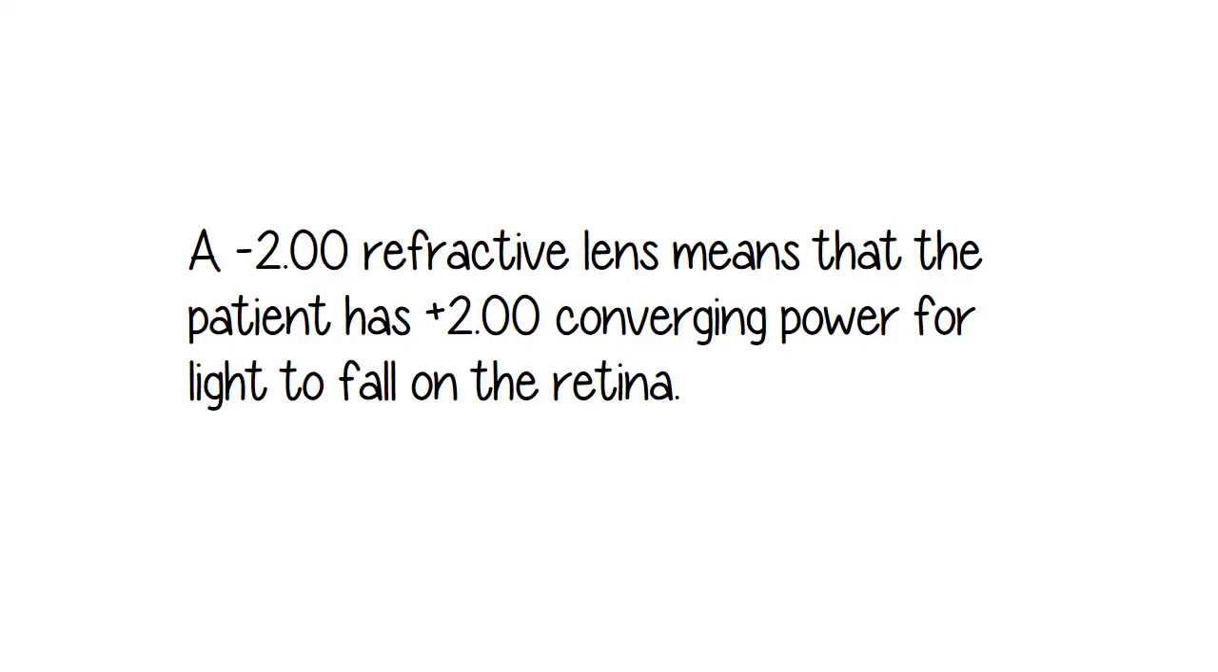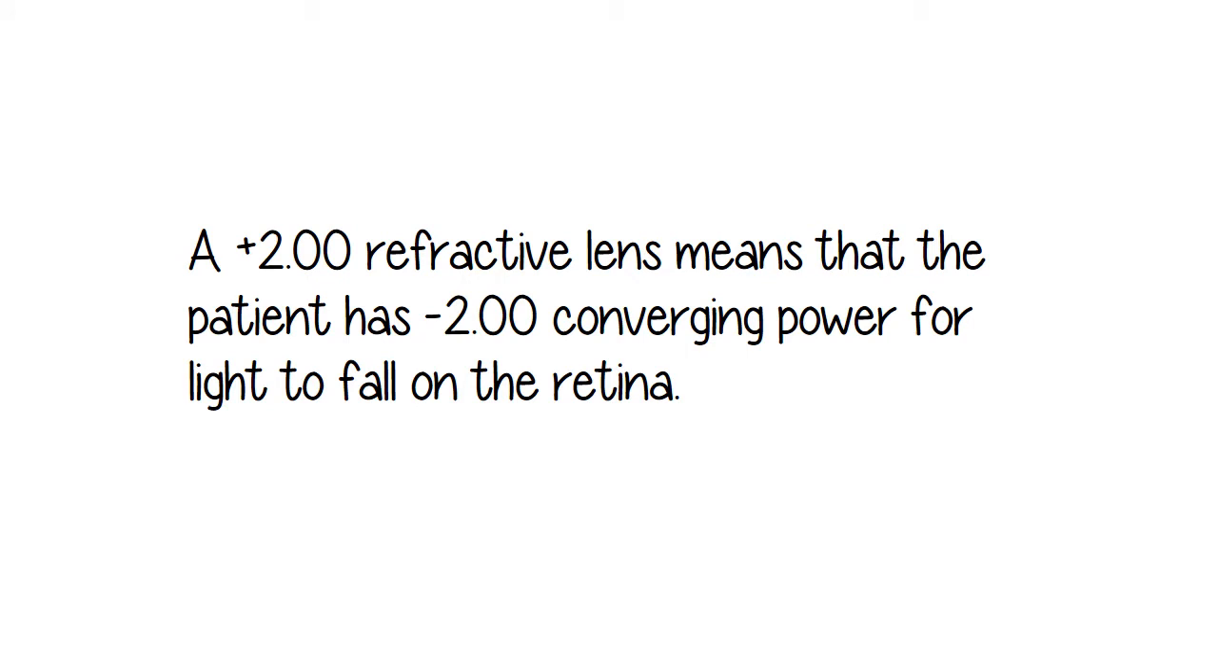So a patient who wears a -2 refractive lens, that means that the patient has 2 diopters too much power for light to fall onto the retina. Too much converging power by +2. And a patient who requires a +2 refractive lens, that would mean that the patient has -2 diopters of refracting power, or 2 diopters too little for the light to fall on the retina. -2.